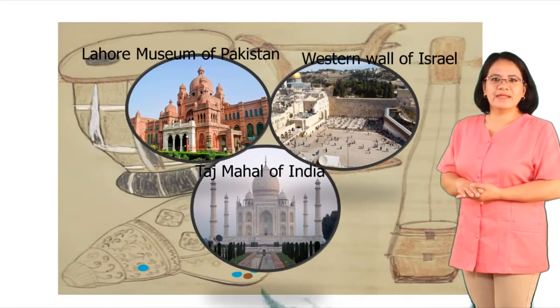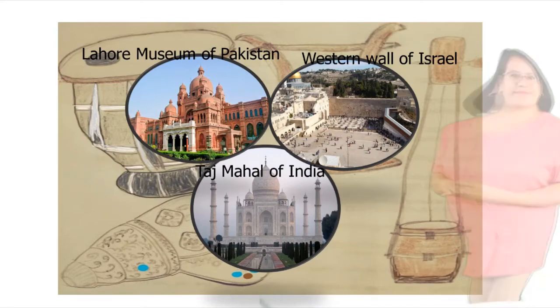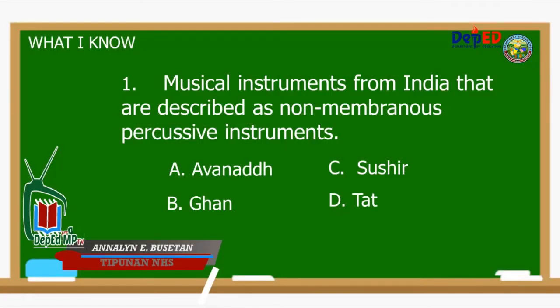Before we proceed, let's check your prior knowledge about the lesson. Read and understand each statement and choose the letter of the correct answer. Number 1. Musical instruments from India that are described as non-membranous percussive instruments. Letter A, Avanad. Letter B, Gan. Letter C, Sushir. And letter D, Tat.